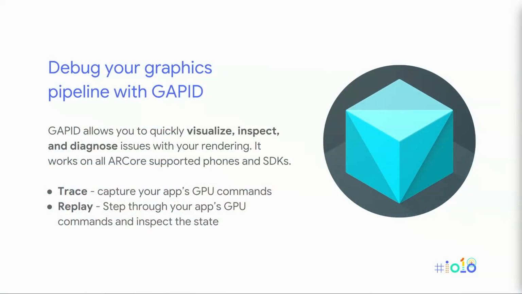So we built GAPID, which is the Graphics API Debugger. It's a really powerful tool that lets you inspect all of the graphics API commands that your application is calling and lets you replay them later on. So if you want to see exactly how your frame is being built, draw call by draw call, or see what resources your app is using, or investigate why your app doesn't look quite as you expect, then GAPID can help. It also helps you understand exactly what your GPU is being asked to do as well.